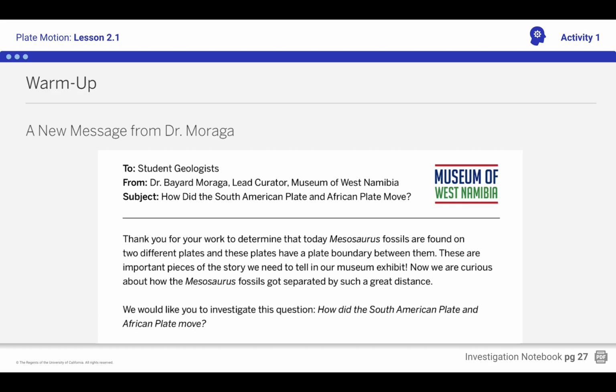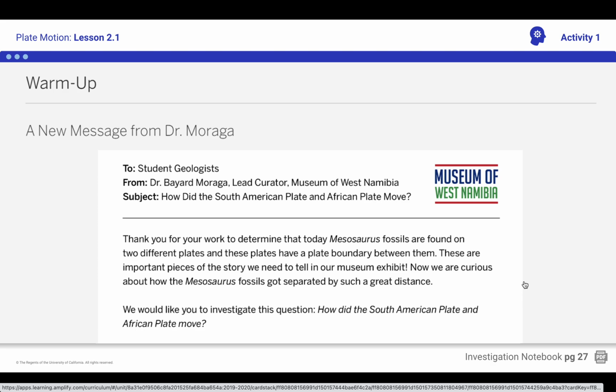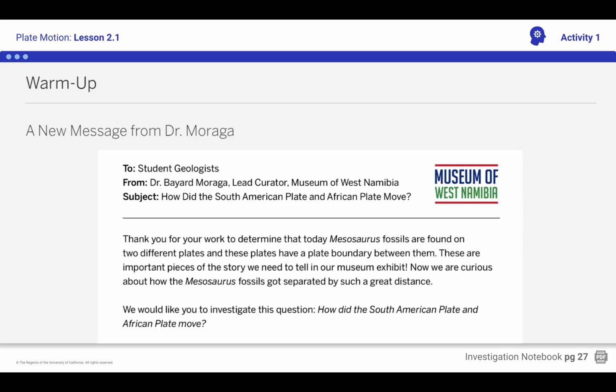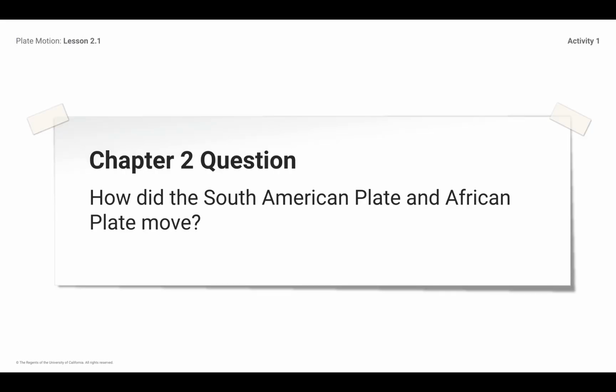So now that we have all that, Dr. Moraga is going to ask us to investigate another question, and that is, how did the South American plate and African plate move? So you're just going to answer that question in the warm-up. We talked about that in class. It leads to the chapter 2 question, how did the South American plate and African plate move?